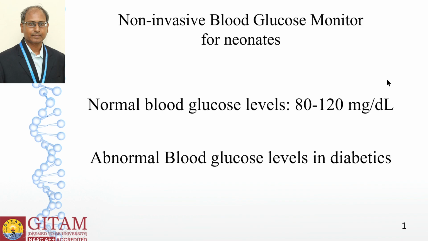This is a brief introduction to the problem statement for non-invasive blood glucose monitor for neonates. The normal levels of glucose in blood in humans are in the range 80 to 120, and in diabetics they may be much higher or lower. Neonates are babies less than 1 month old, and neonates born to diabetic mothers have to be monitored for concentration of glucose in blood every 4 hours.